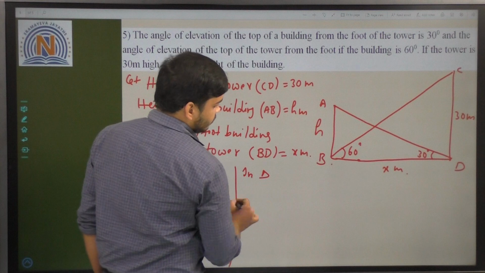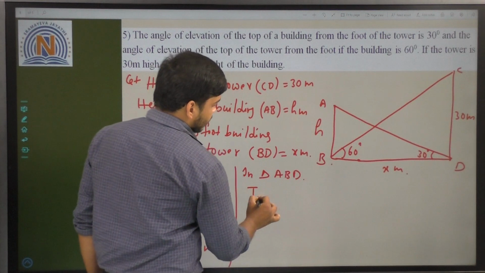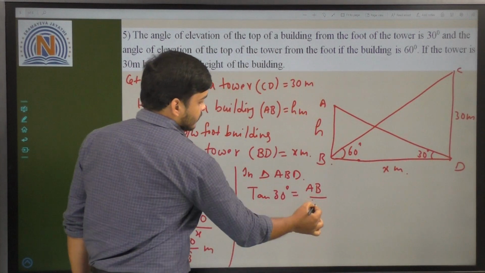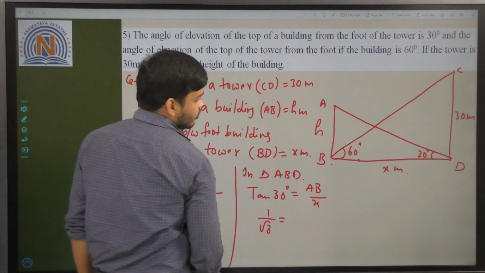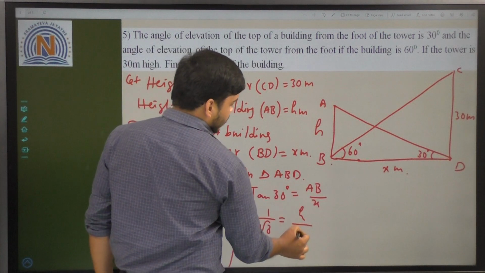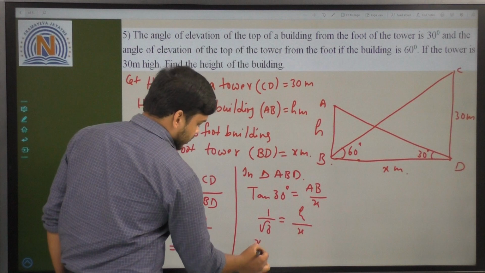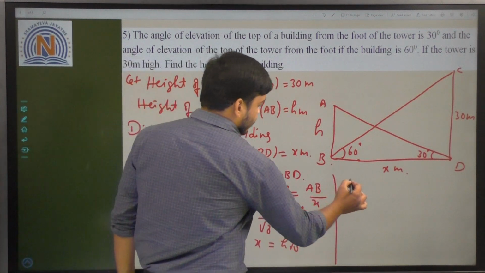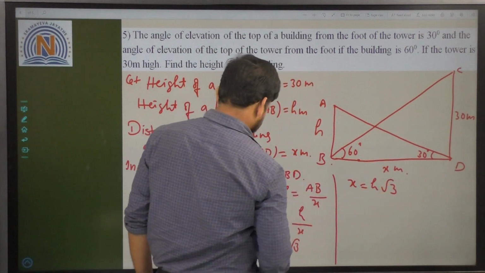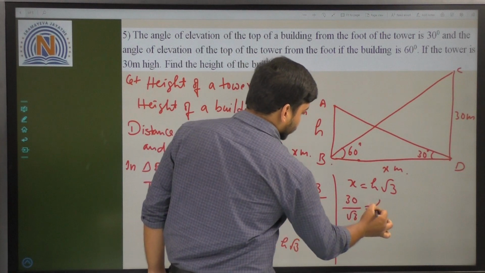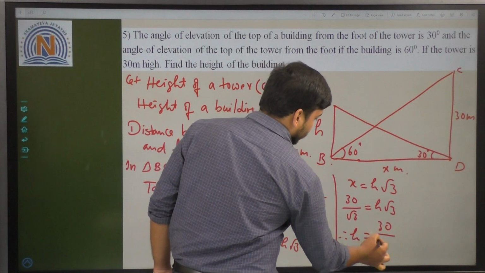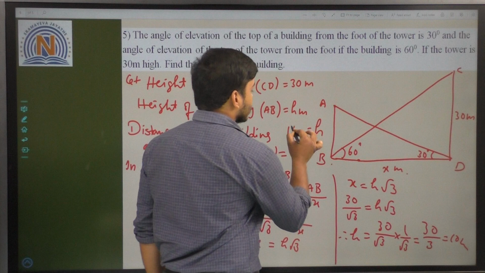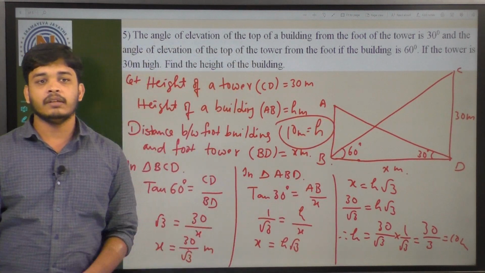In triangle ABD, tan 30 degrees is equal to opposite by adjacent side, that is x. So tan 30 degrees value is 1 by root 3, which equals AB, h, by x. Do cross multiplication, so x is equal to h root 3. So x is equal to 30 by root 3, equal to h root 3. Therefore h is equal to 30 by root 3 into 1 by root 3, which is equal to 30 by 3, or 10 meters. So the height of the building is 10 meters. Thank you, children.